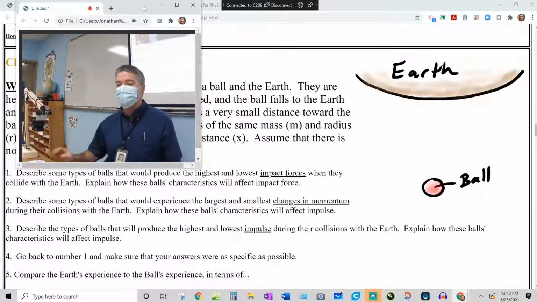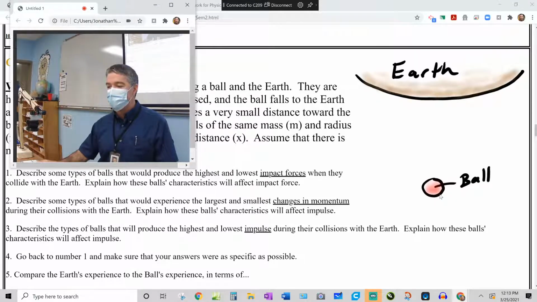Does anybody have an answer for if you wanted to insert a ball here that would give you the greatest impact force, what kind of ball would you use? If you're at home and you want to answer, raise your hand. Anybody here?